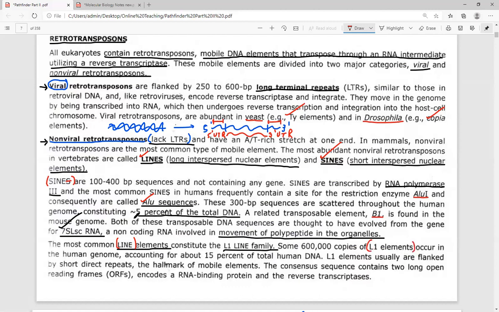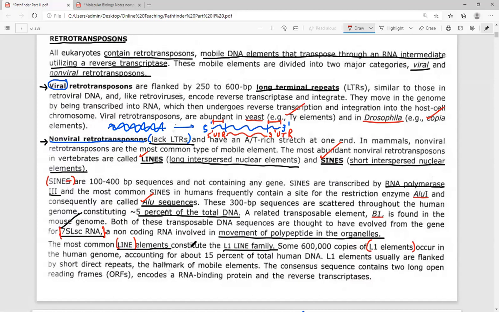Okay, so the element which is present in the SINE is referred to as 7SL scRNA. This is the most important RNA that is also transcribed by RNA polymerase III. It is a non-coding RNA involved in the movement of polypeptides in the organelle. So if the movement of polypeptide is going to take place in the organelle, then it is going to involve the use of 7SL scRNA in nature.